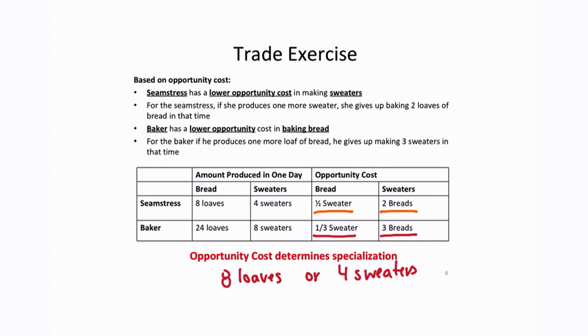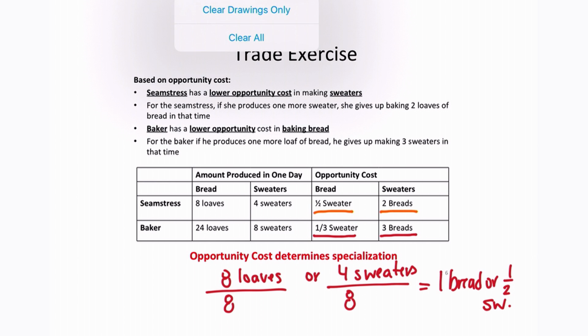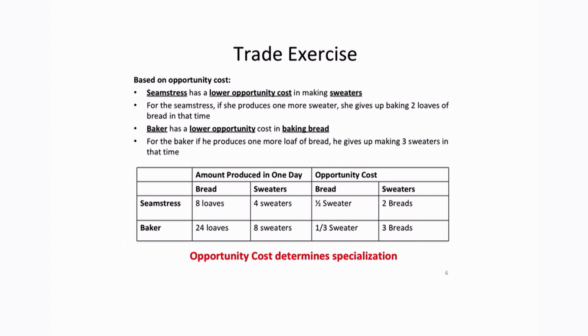So we want to know, if she produces one additional loaf of bread, how many sweaters does she need to give up? So that's going to tell us that she can produce 1 bread or half a sweater. That's how we get the opportunity cost. The same thing will be true for our baker. So for our baker, what we will see is that he can produce 24 bread or 8 sweaters.